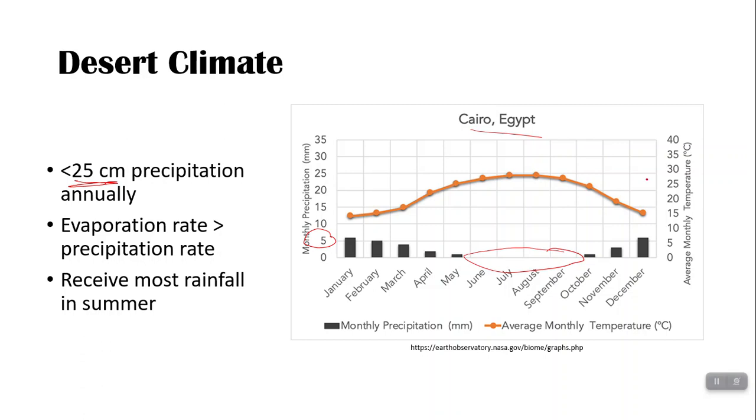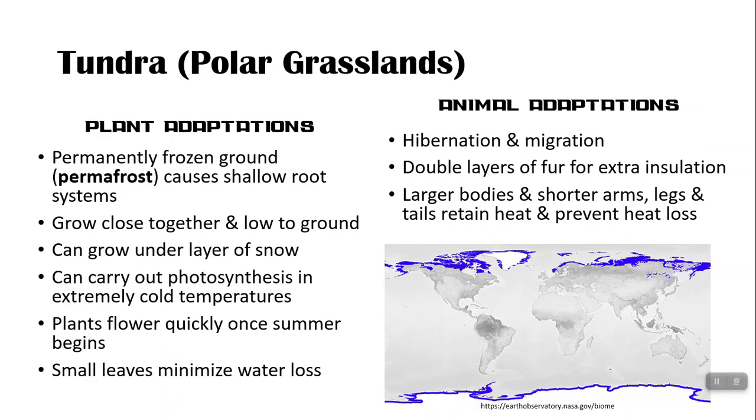Notice that the average temperatures are pretty high. It never goes below 15 degrees Celsius, and it goes all the way up to 30 degrees Celsius, which is close to probably a good 90-95 Fahrenheit. Deserts also have an evaporation rate greater than their precipitation rate. That means more water is going into the air than is coming out of it. And they might receive most of their rain in the summer, but this area here in Cairo, they're receiving most of theirs in the winter.